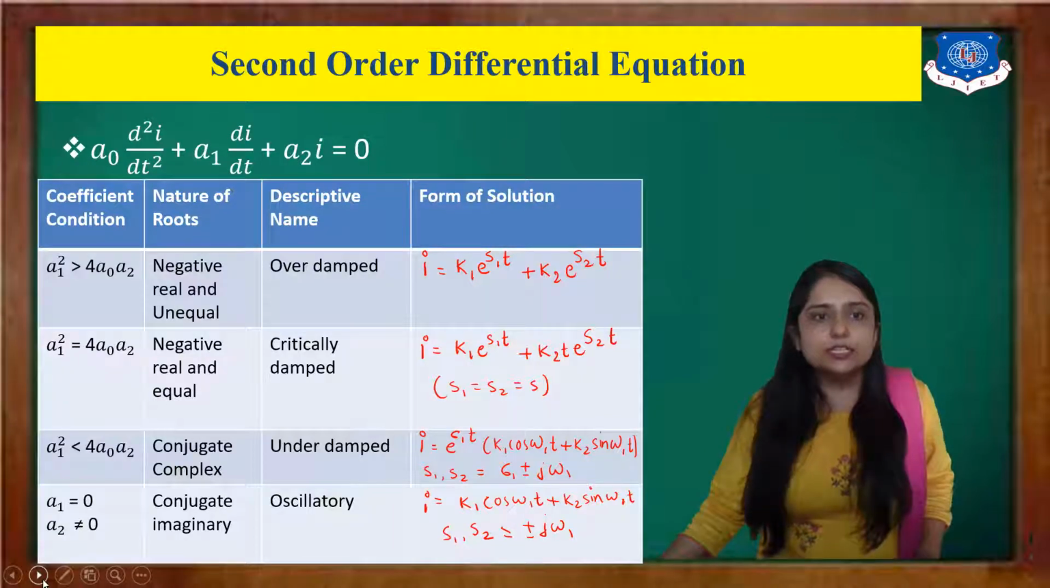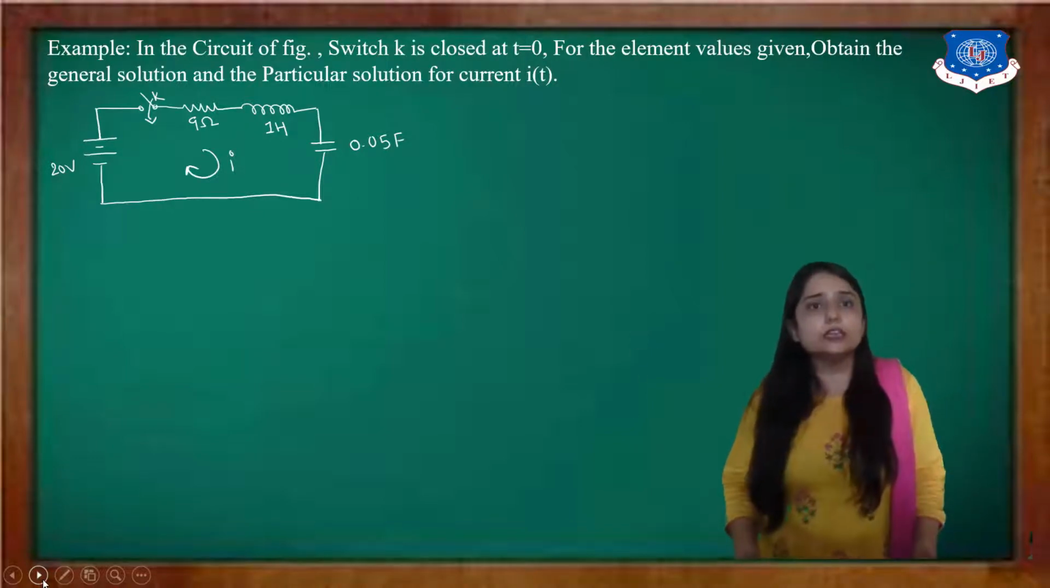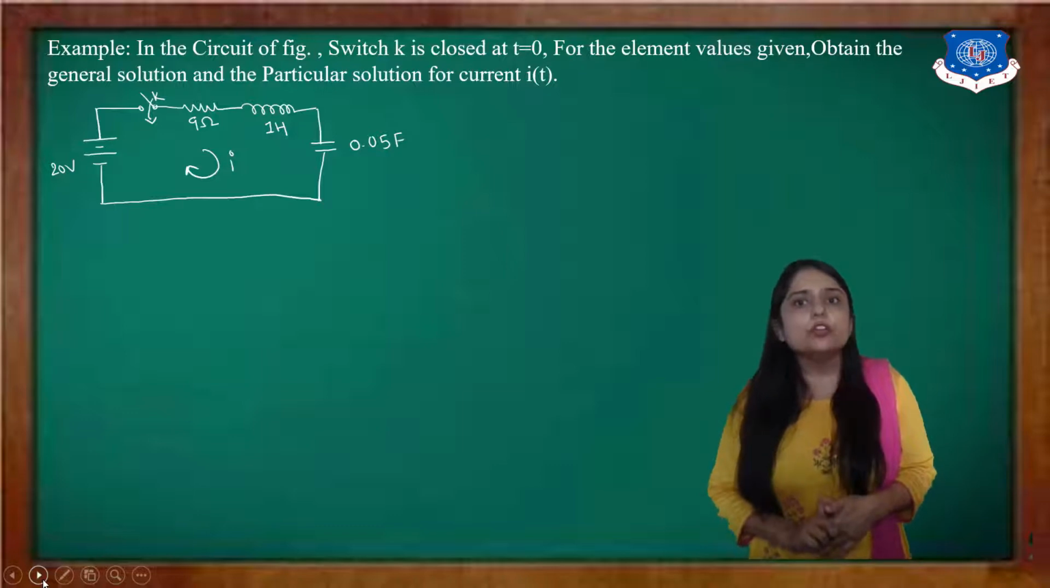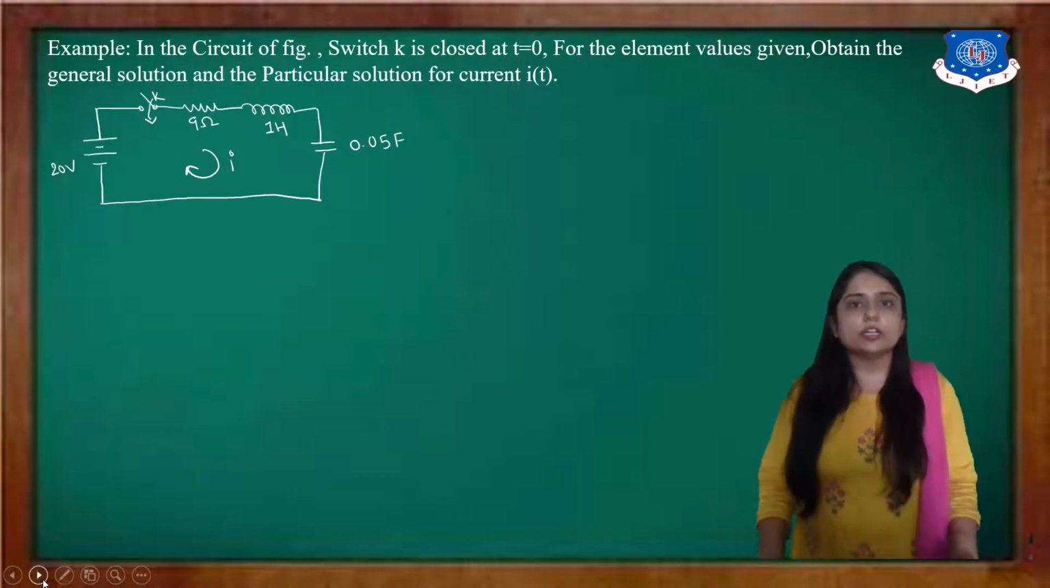Alright, so let's discuss one example based on this. In the circuit of the figure, the switch K is closed at t equal to 0. For the element values given, obtain the general and the particular solution for the current.